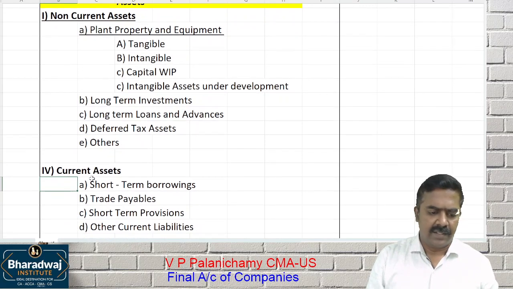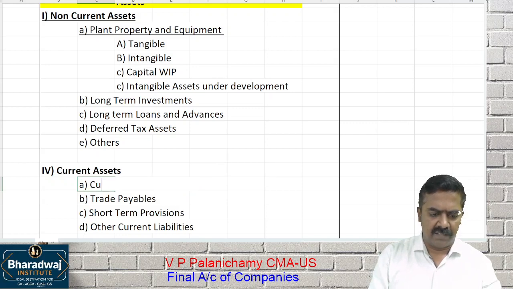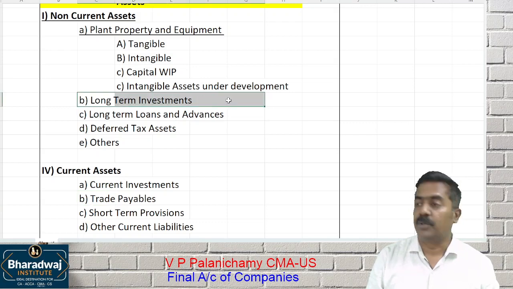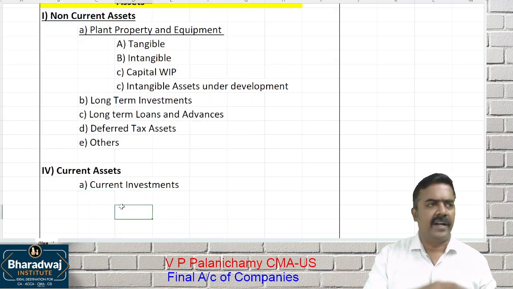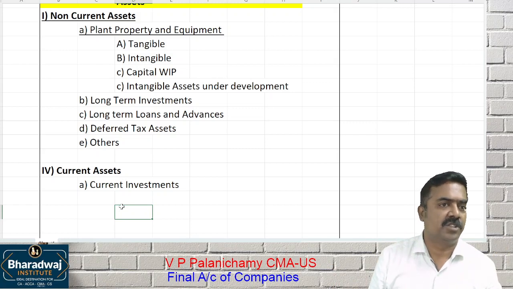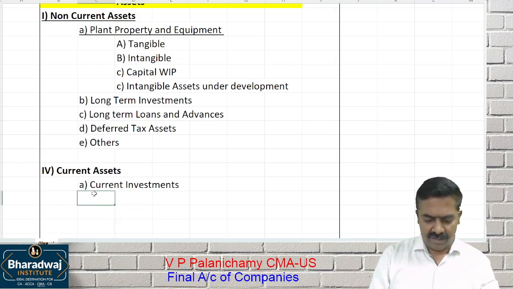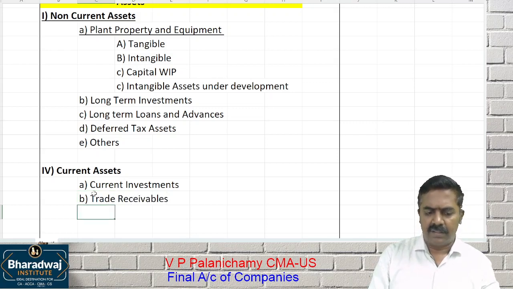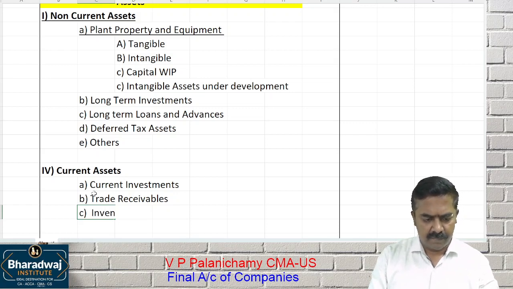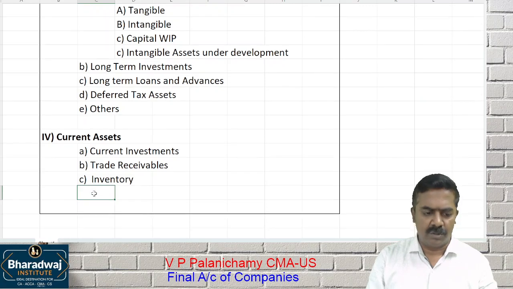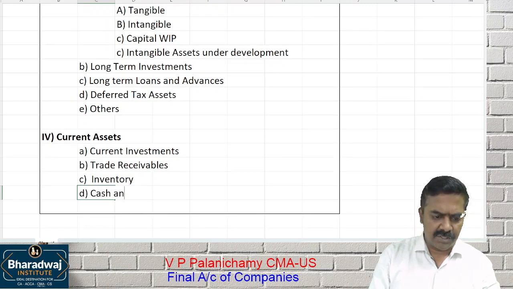Non-current assets and which one? Current assets. Current assets will have current investments. Wait. If investment is held for maturity, 5 years, 4 years, it will be called as what? Non-current asset. If investment is held for trading, whenever there is a good profit available, I will sell it. It is called as short-term investment, otherwise known as what? Current investments. Trade receivables, nothing but debtors, bills receivable, all those things. Then it will have inventory. What do you mean by inventory? Stock, closing stock.